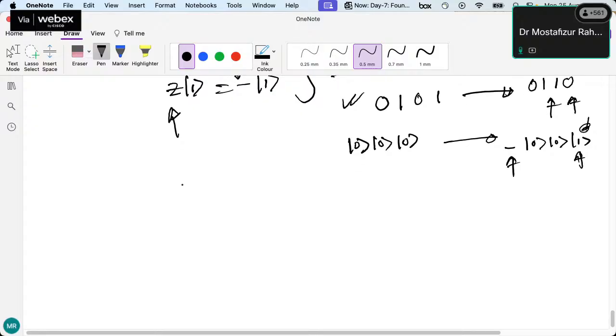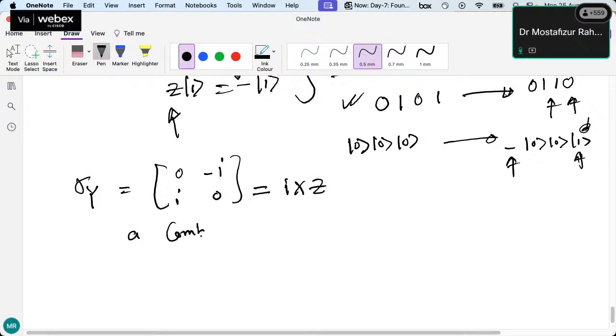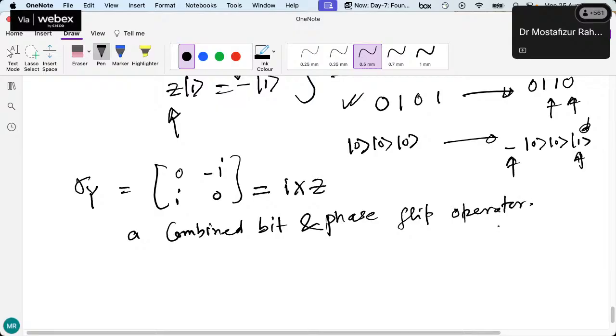And there is a Pauli X also, and a Pauli Y operator also. The definition is 0, minus i, i, 0. And we can easily write this operator as i times X times Z, which can model both the bit flip error as well as the phase flip error. And that's why it's called the combined bit and phase flip operator.